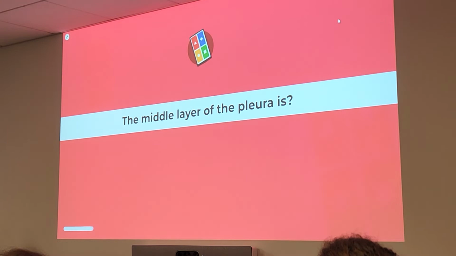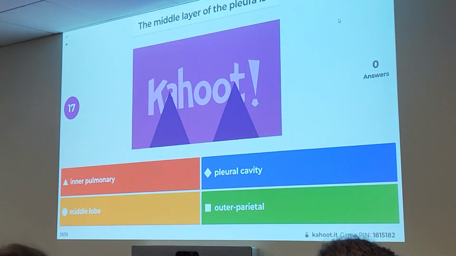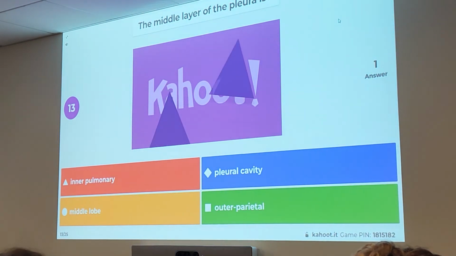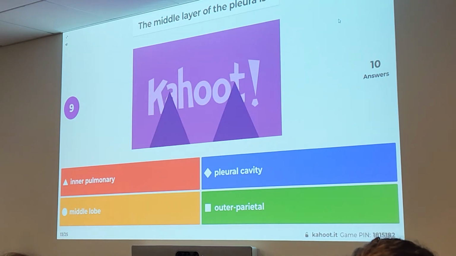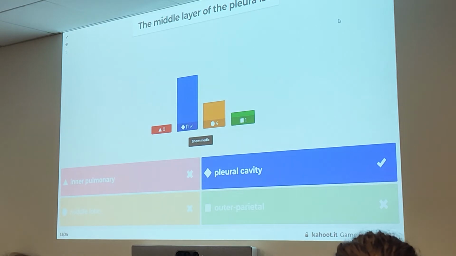The middle layer of the pleura is what? The answer's in the question. Pleural cavity. Something in the middle is an open space, therefore it's a cavity, like a cave. The middle area of the pleura will be that pleural cavity, the area within.